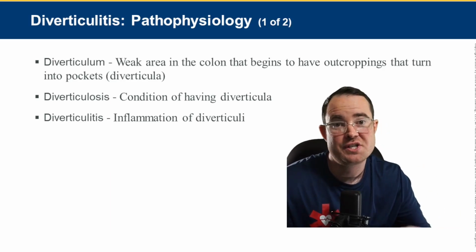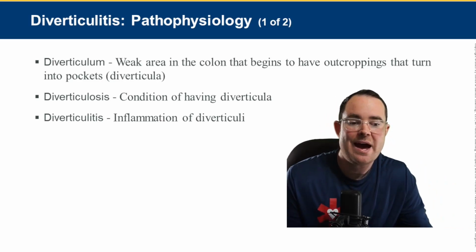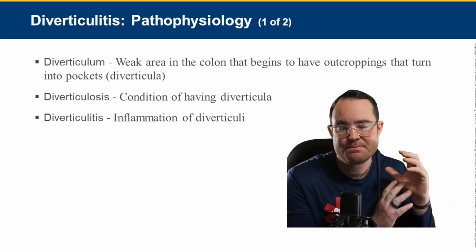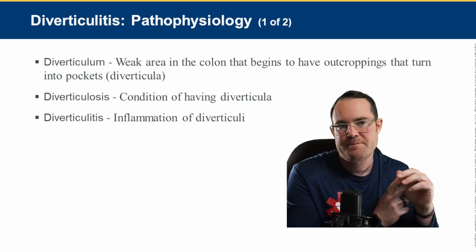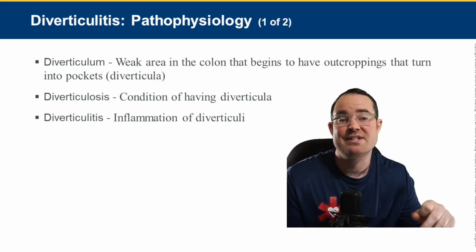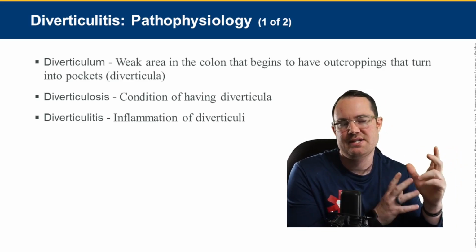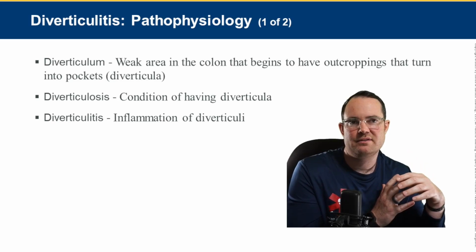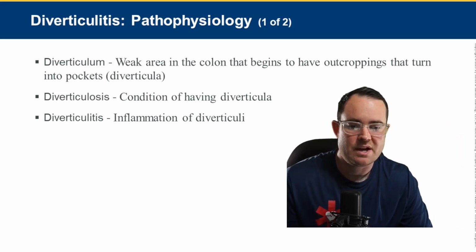Diverticulitis. Three different definitions here. Diverticulum is a weak area in the colon that begins to have outcroppings, like outpouchings, that turn into pockets. And these pockets are where debris can get stuck in the colon, and it causes a lot of pain and discomfort for the patient. Diverticulosis is the condition of having diverticula, right? And then diverticulitis is the inflammation of these diverticula. So maybe it's becoming infected or your body is irritating that colon and causing pain for the patient. That is diverticulitis.